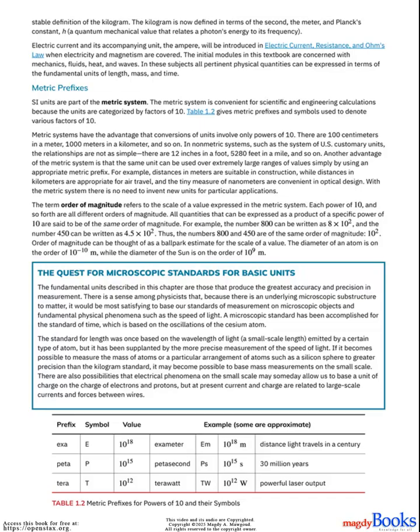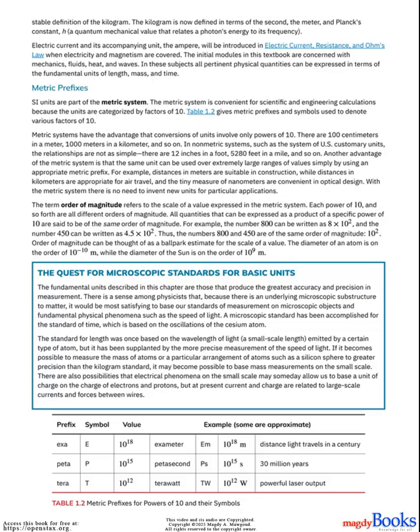There are 12 inches in a foot, 5,280 feet in a mile, and so on. Another advantage of the metric system is that the same unit can be used over extremely large ranges of values simply by using an appropriate metric prefix. For example, distances in meters are suitable in construction, while distances in kilometers are appropriate for air travel, and the tiny measure of nanometers are convenient in optical design. With the metric system, there is no need to invent new units for particular applications.